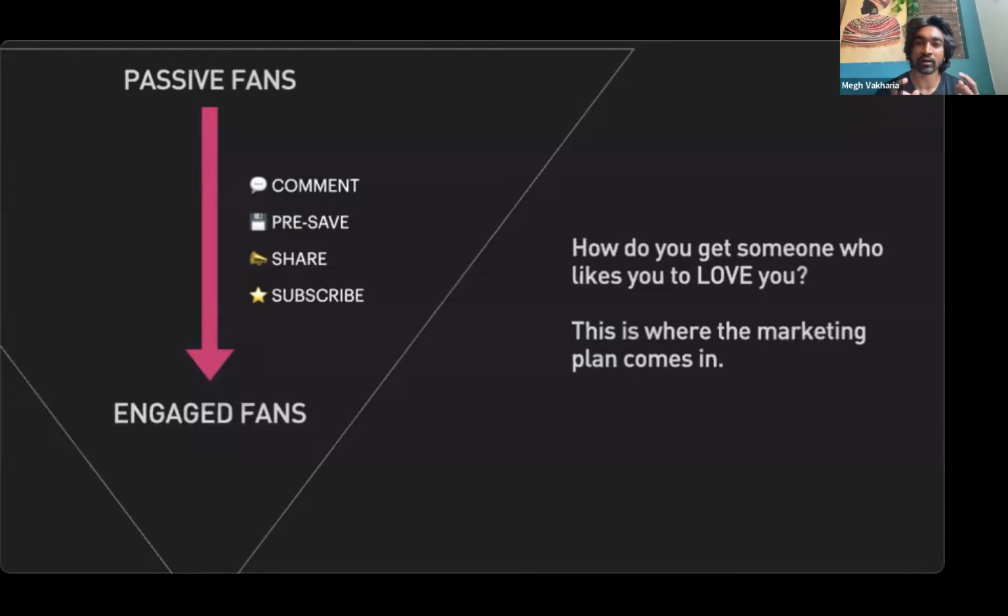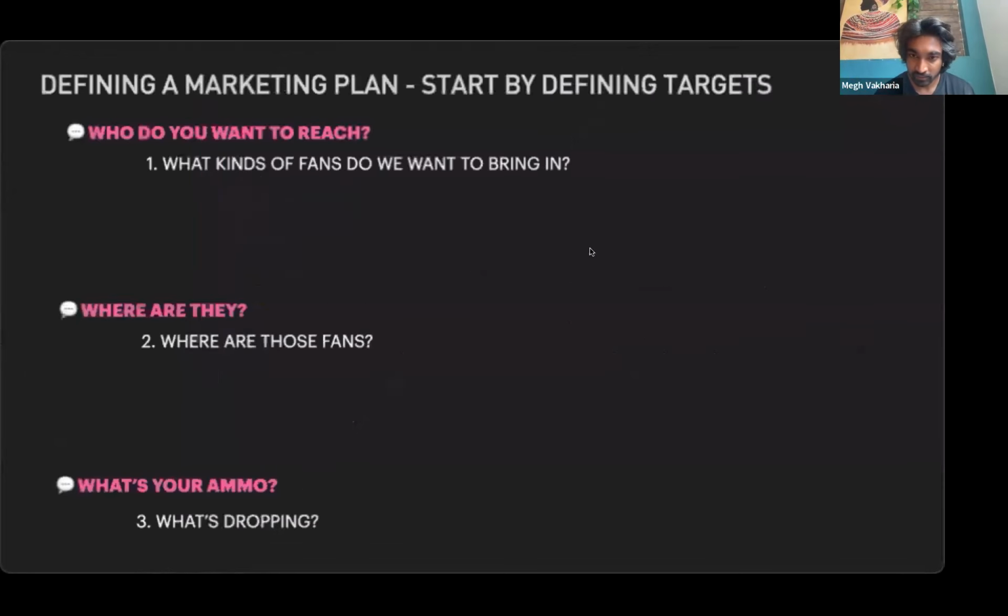And we anchor it on our side around two things. Step one is thinking about who you actually want to reach, where they hang out, and what's your ammo, what's actually dropping. If you can define these three things, it becomes way easier to say, all right, I should do this and this and this to actually reach these people that I care about.